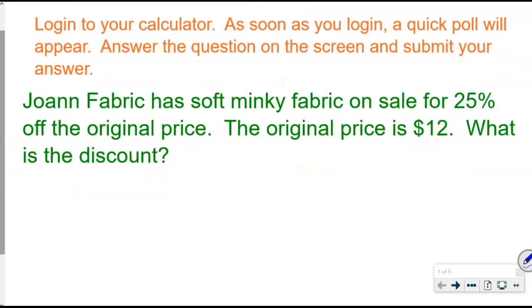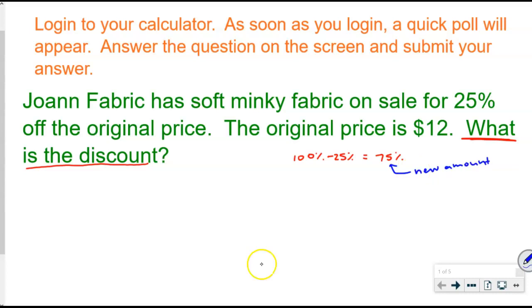So we should handle this problem differently. What I think happened is you guys just assumed I was going to be asking like I always have. So you went 100% minus 25% is equal to 75%. However, I'm asking instead just what is the discount. When I do this, this is going to give me the new amount, or what I'm paying after the discount.